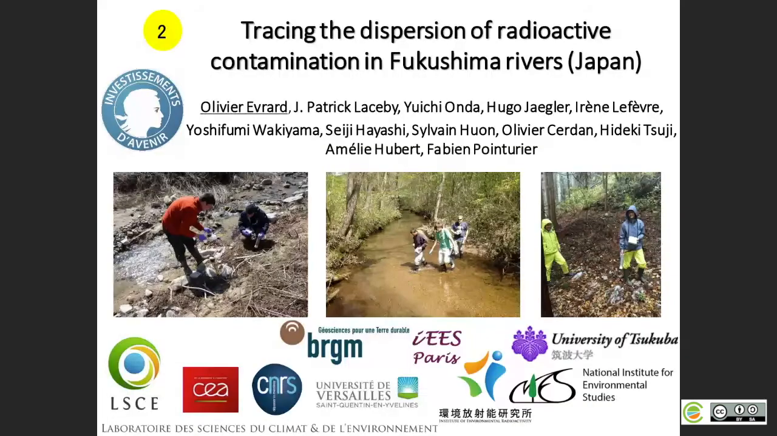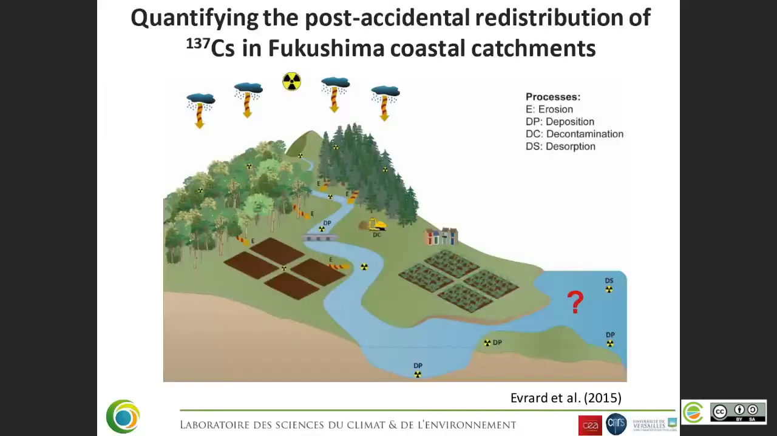So now we travel across Asia in the east direction to Japan, where we've been involved since 2011 with French and Japanese colleagues in the post-accidental Fukushima monitoring, and you'll see that at the end there will be a question about plant cover and the link between plant cover and erosion. So typically the idea initially was this one.